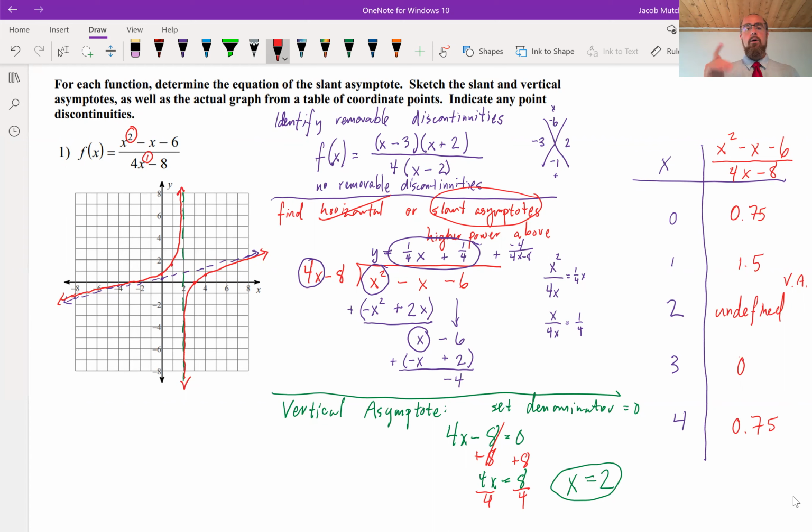Here we had a high power above, so we knew we had a slant asymptote, and we found that equation by polynomial long division. Once I found that equation for the slant asymptote, I looked for the vertical asymptote equation, really focusing on the denominator, setting it equal to 0 and solving to get our vertical asymptote equation. Once I had those in place, I found a table, sketched my graph, and it fit well within that framework.